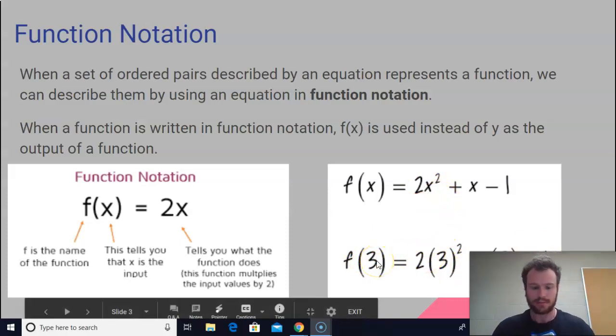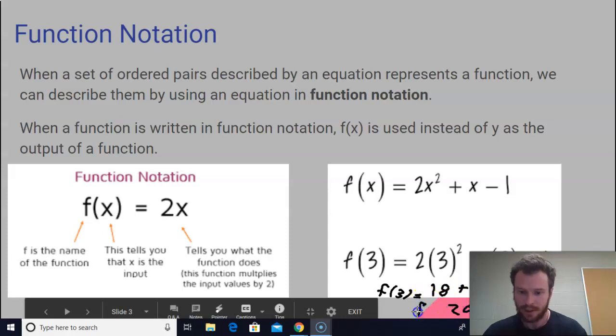F of 3 here, when we substitute 3 into this equation, I'm going to take this a step further. So f of 3 equals, so 3 squared is 9, so 2 times 9 is 18. Remember, we do the exponents first, order of operations, plus 3 minus 1. So 18 plus 3 is 21. 21 minus 1 is 20.